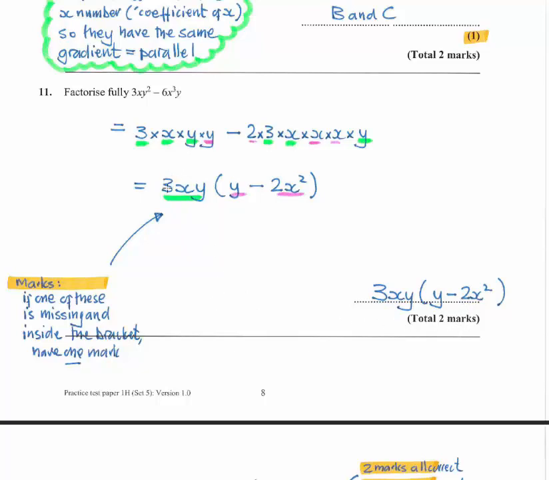Okay, if you have most of those things, say for example you've got 3x and you've got in here y squared minus 2xy, that's 1 mark. If you partially factorized it, if say for example you have 3y and the x is there, so you've got xy minus 2x cubed, have a mark. Finally, if you've got xy and you've got 3y minus 6x squared, have a mark. So if you've got a couple of these things outside the bracket and one of them is inside, have 1 mark. But if you've got that completely, you've got 2 marks.